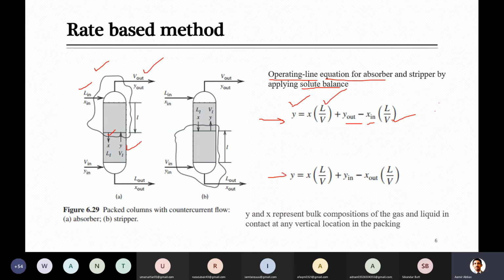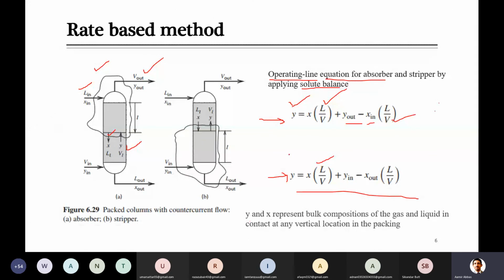At the same time, for the stripper, because here we have to select just the bottom portion from where the stripping agent is entering, similarly, the things leaving and entering here, we will write the equation. There will be a small change in the equation as compared to the first one, so that you can get the operating line for the stripper as well.